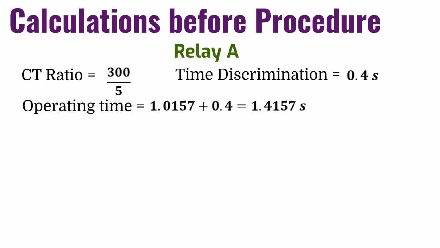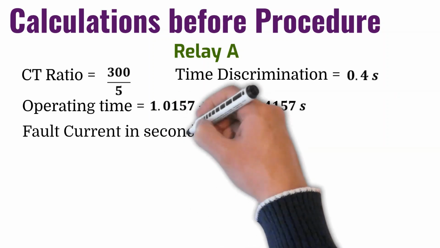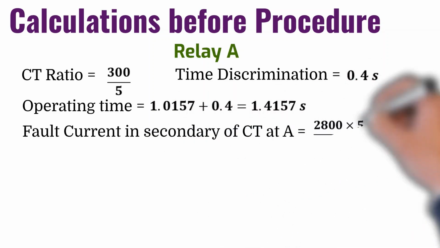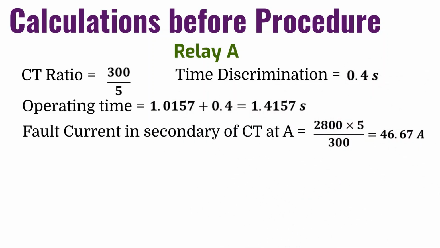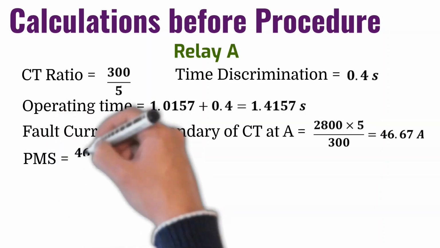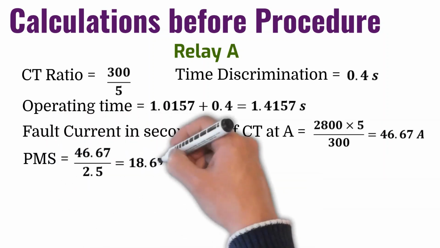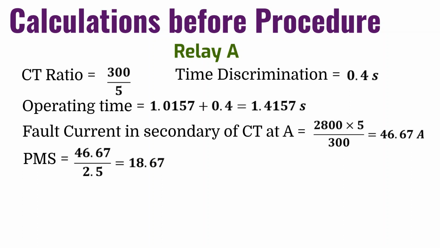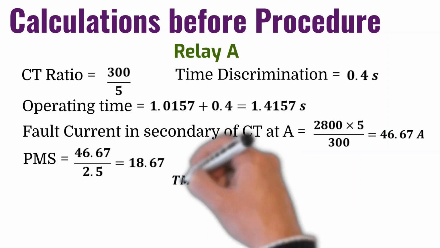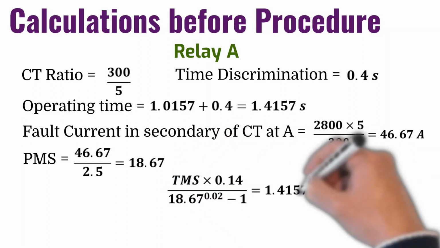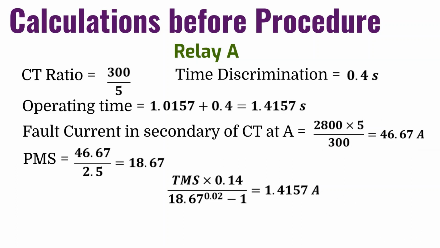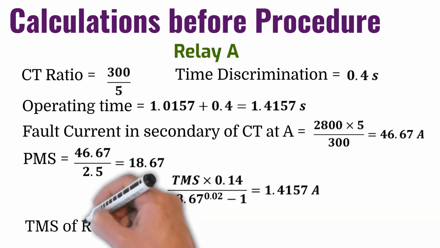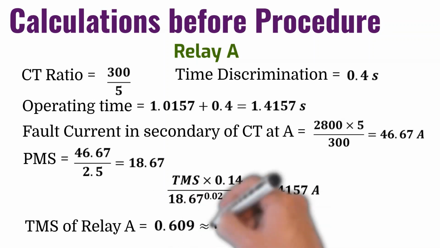Since the circuit breaker at B operates first, we have to take the fault current as 2800 amps. So now we can find the fault current in the secondary of the CT in A. Then we can find the PMS value. So we know the PMS and operating time, and we can find the TMS value of relay A. So the TMS value is approximately 0.6.